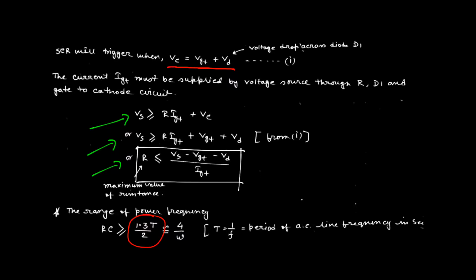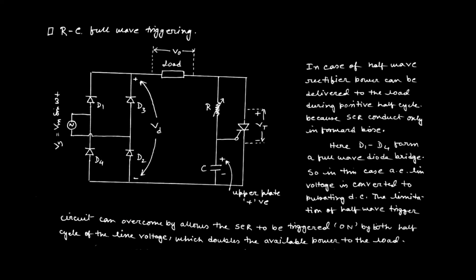So this is all about the RC half-wave triggering circuit, and we can easily conclude that we can change the entire firing angle from 0 to 180 degrees. That means the output voltage can be controlled properly by using this kind of firing circuit. Next, our topic is the RC full wave triggering circuit, which will be shown on the next slide.